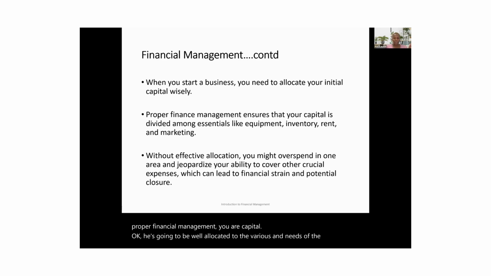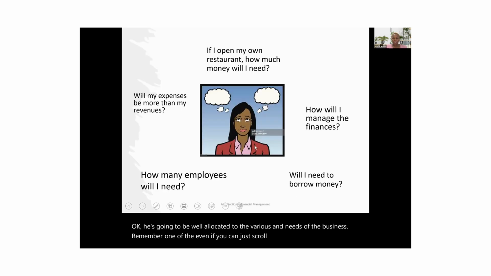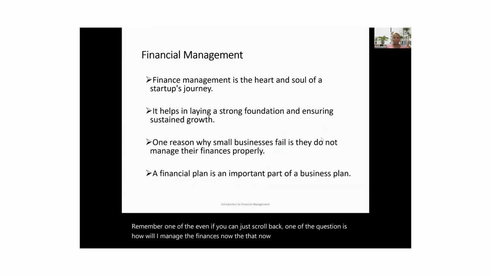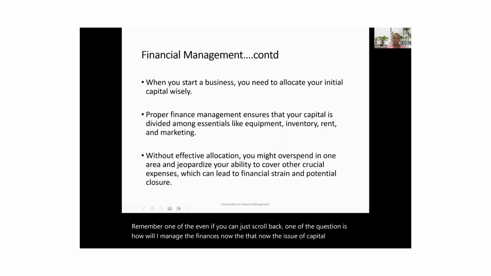Remember, if I can just scroll back, one of the questions is, how will I manage the finances? Now, the issue of capital allocation will be very important. Are you going to buy the equipment? How will you buy inventory? Where will you get them? How will you meet your operating cost? For your business to grow, you need to do marketing.